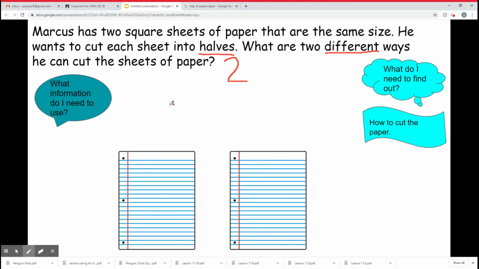Okay, so we need to cut them in halves, 2 different ways. And that could be, that was not a straight line. Okay, try to make a straight line. There, that's one way. We could do it this way, cut it up vertically or up and down, or we can cut it horizontally, cut it in half like this. There we go. That's the answer. We cut them 2 different ways.